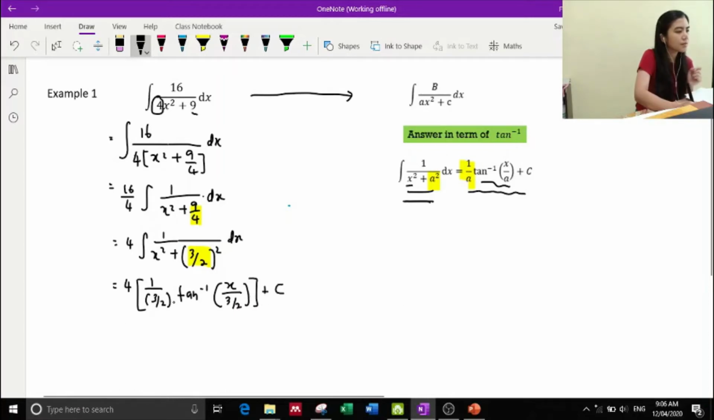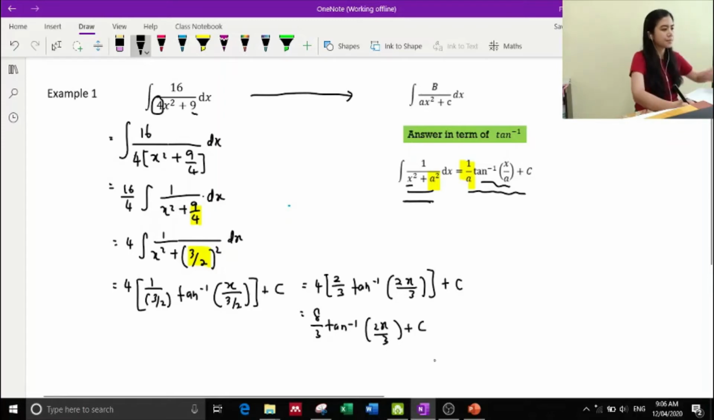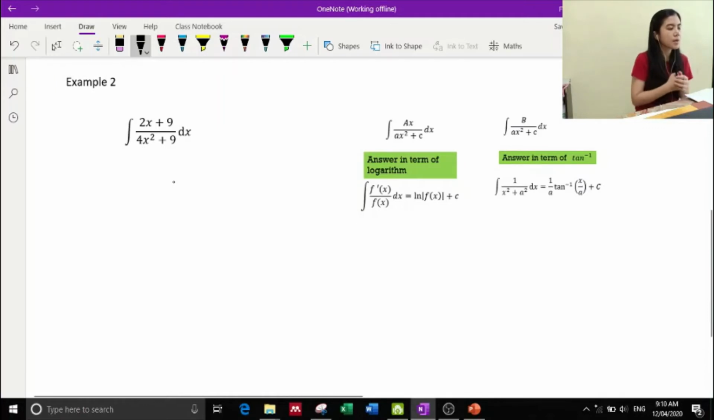Okay, let's simplify this line. So if you simplify this line, basically we have that is 2 over 3, and this is tangent inverse, and this is 2x over 3. And simplify some more, we have the answer of 2 over 3 tangent inverse of (2x over 3) plus c. Okay, look at this example. So in this example, you can apply this formula. Okay, so we have got two formulas on the screen.